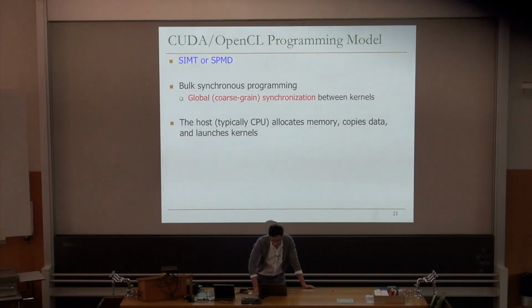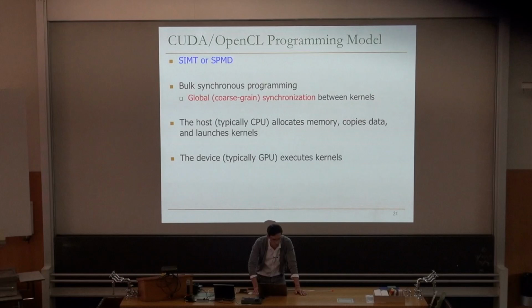So what is the host, the CPU, going to do? It will allocate memory on both the memory of the CPU and the device memory, or the global memory, of the GPU. Then we will need to copy the data from the main memory to the device memory, or the global memory, and then launch the kernel. And what is the GPU going to do? The important part, right? It's executing the kernel.